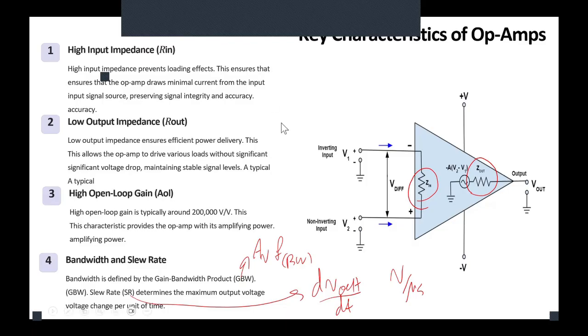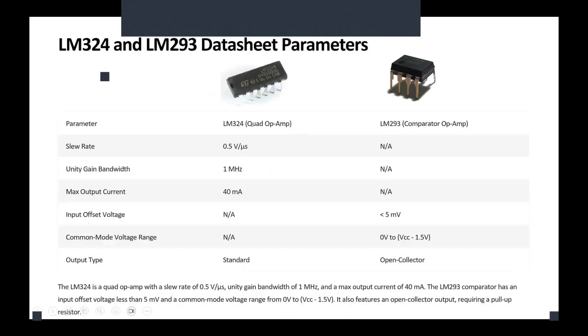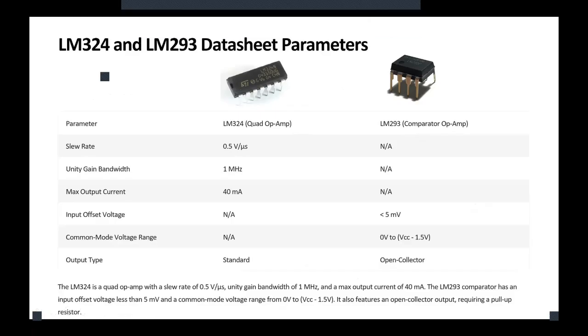Remember that. Now, let's look at two real world devices, the LM324 and LM293, both of which are widely used ICs that contain operational amplifiers, but they have different purposes. The LM324 is a general purpose op amp.